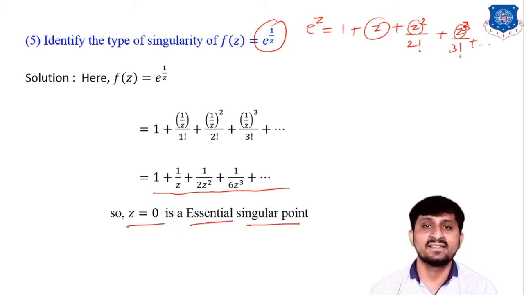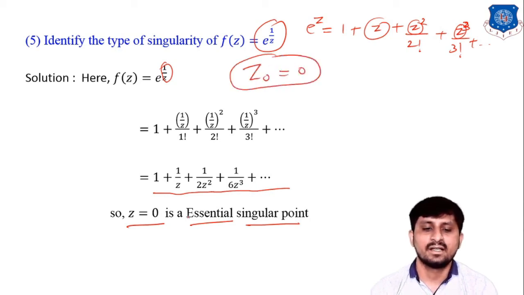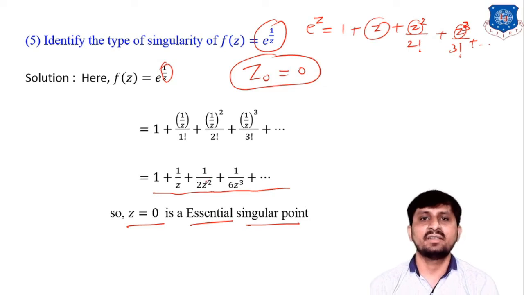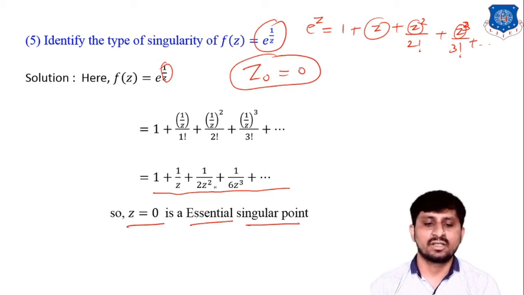Why is 0 an essential singular point? Because there are infinitely many terms of 1 upon z, 1 upon z square, 1 upon z cube and so on. And here clearly 0 is the only singular point, because at the point 0 this function 1 upon z is not defined. So I hope you can understand that z0 here is equal to 0 only, and there are infinitely many terms of 1 upon z, 1 upon z square, 1 upon z cube. So that's why 0 is an essential singular point.